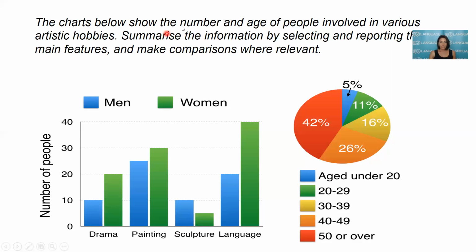So this is the task that we're going to be working from. The chart below shows the number and age of people involved in various artistic hobbies. You need to summarize the information by selecting and reporting the main features and make comparisons where relevant. I've actually written an example with a few vocabulary mistakes, and we're going to go through them and see how we can improve it.